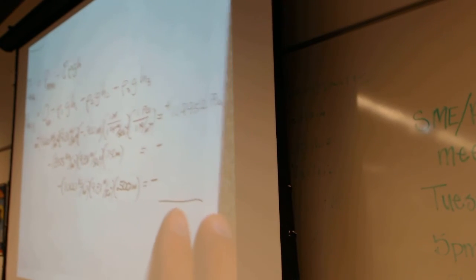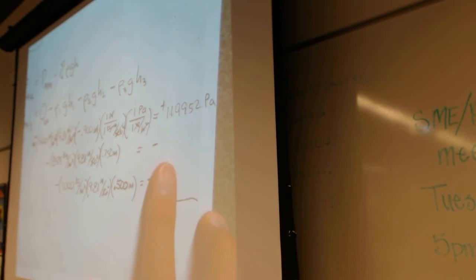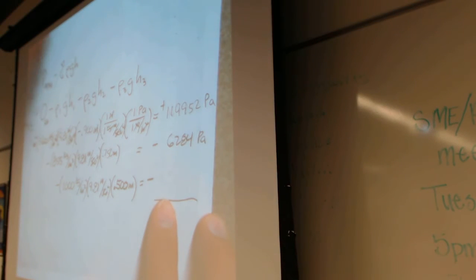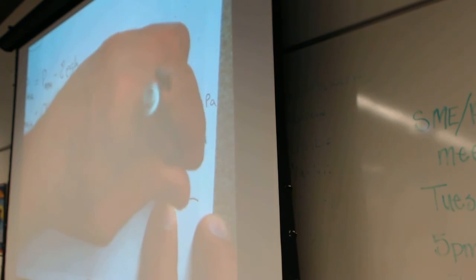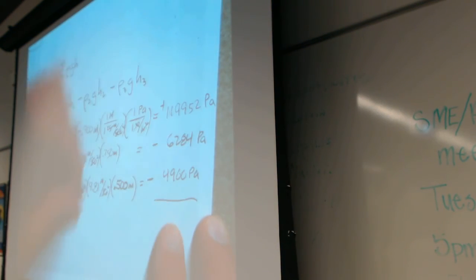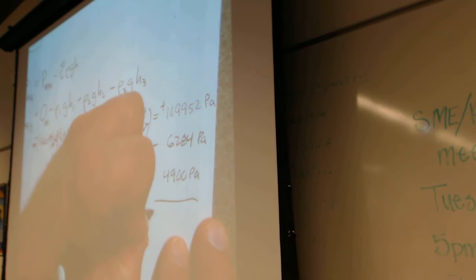And so what's our second? What's the second number? I got 6284.25. And third number? I got 4,900. And altogether you got 108,768. Yeah.